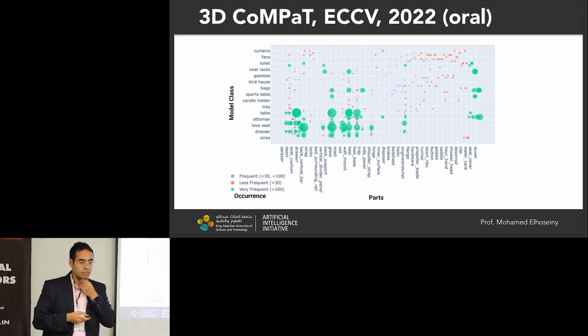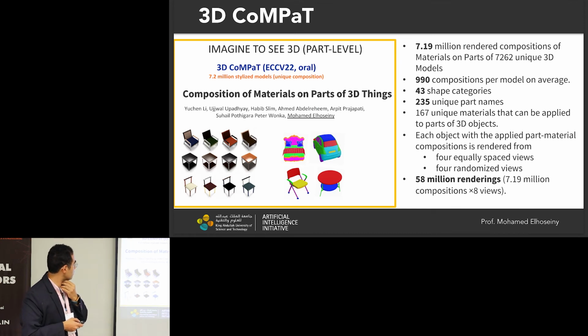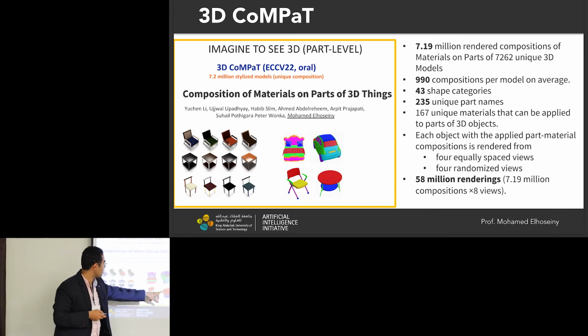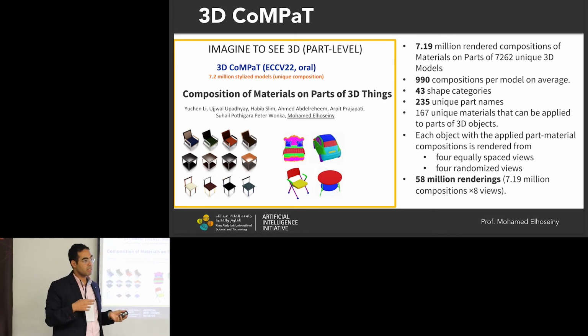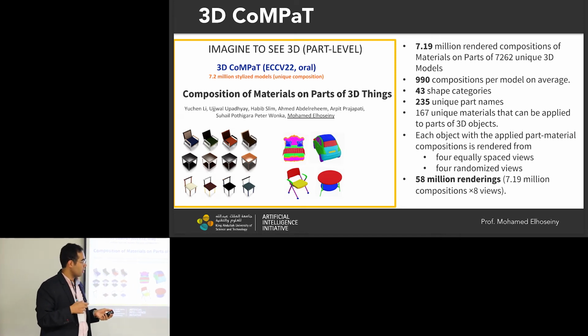What kind of data did you collect? What kind of things are there? Only chairs or 43 categories? It's chairs, it's tables, it's cars, it's bicycles. I think there are some canopies.